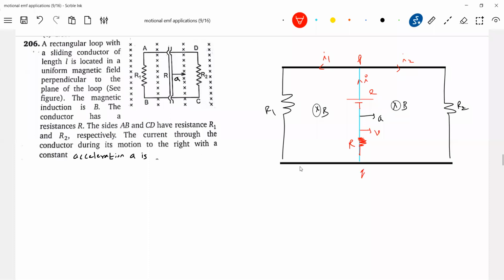So what is the equivalent circuit? You can see now. First, what is the EMF? BLV. Then what is the velocity of the rod at any time? At. The EMF is BLat. Then what is I equal to? I should be equal to E by R plus R1 R2 by R1 plus R2.